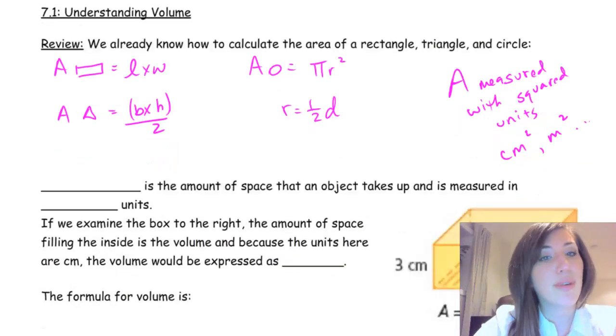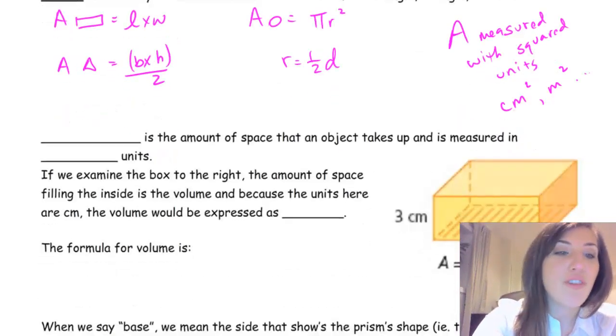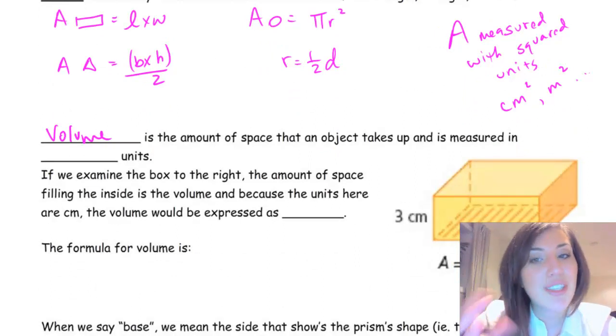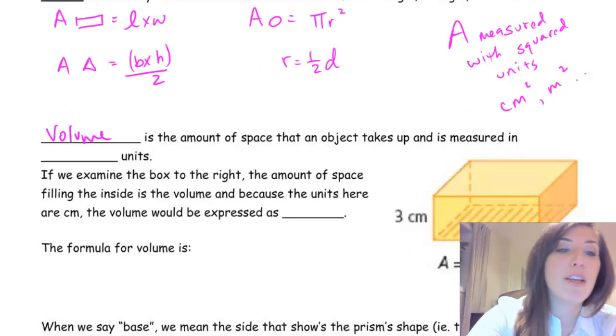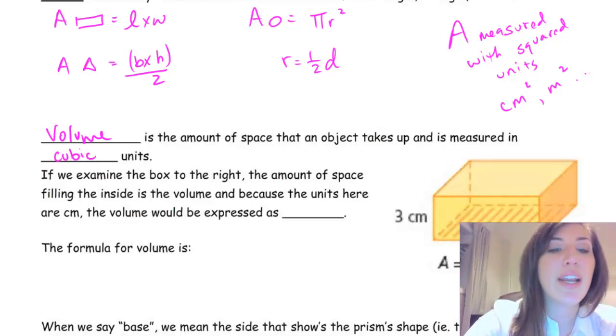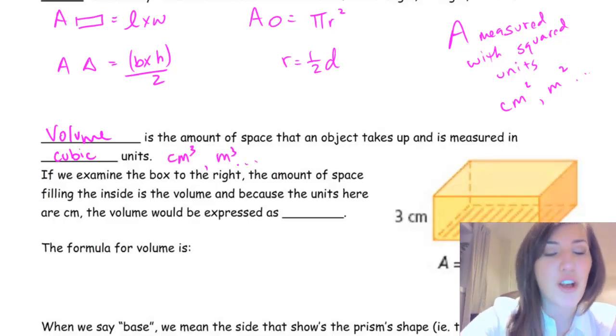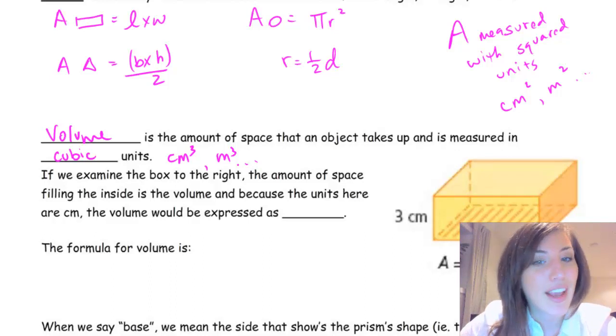So this is different when it comes to volume. Volume is the amount of space that an object takes up, and this is measured in different units. It's measured in cubic units. So we're going to have centimeters cubed or meters cubed when it comes to volume, instead of squared like we had with the area.